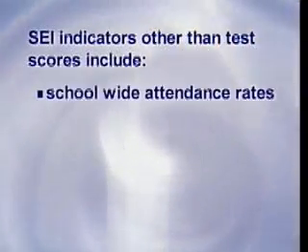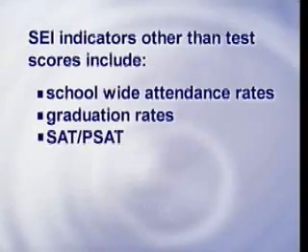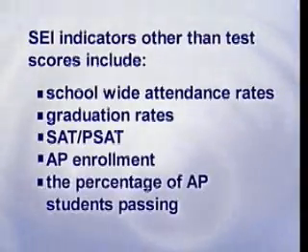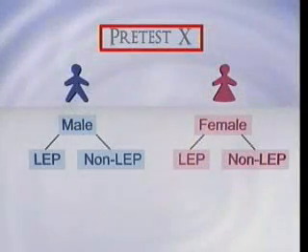SEIs include more indicators than simply test scores. These include school-wide attendance rates, graduation rates, SAT and PSAT, AP enrollment, and the percentage of AP students passing. Now that we have a better understanding of what CEIs and SEIs include, let's see how each is computed. First, let's look at CEIs.